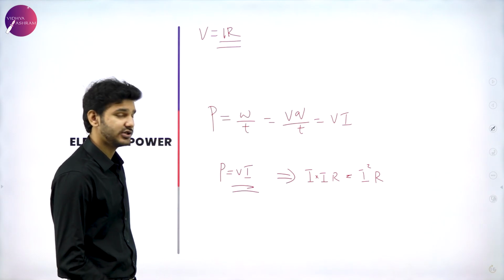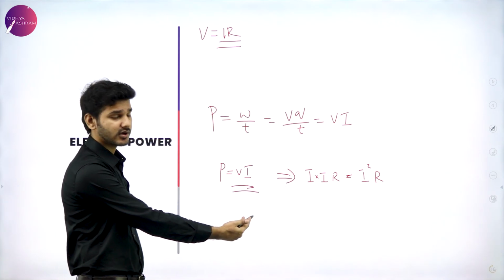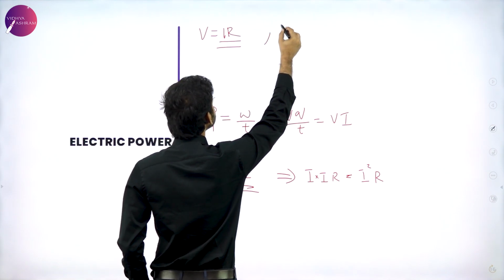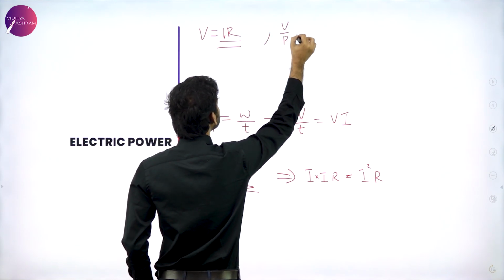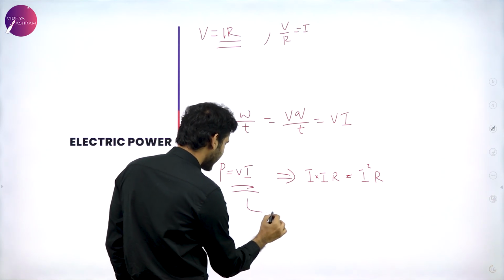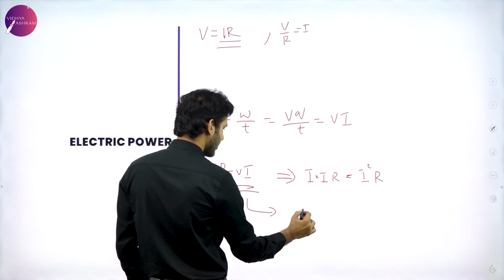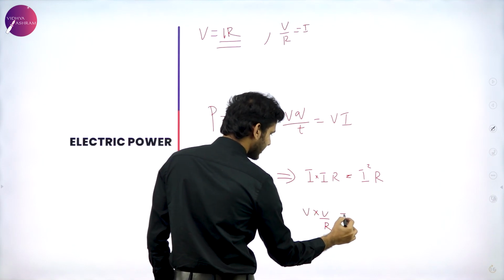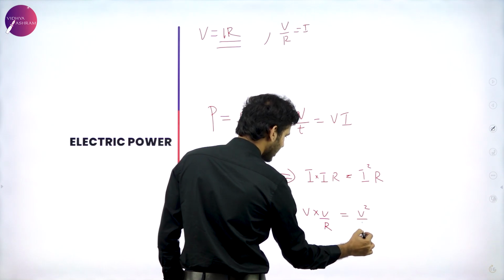Now, why would I just do that for just I? Because I have a V here also, right? So I'm going to rewrite this equation as V by R is equal to I. We can write this equation again in the form of V into V by R. So this can be written as V square by R.